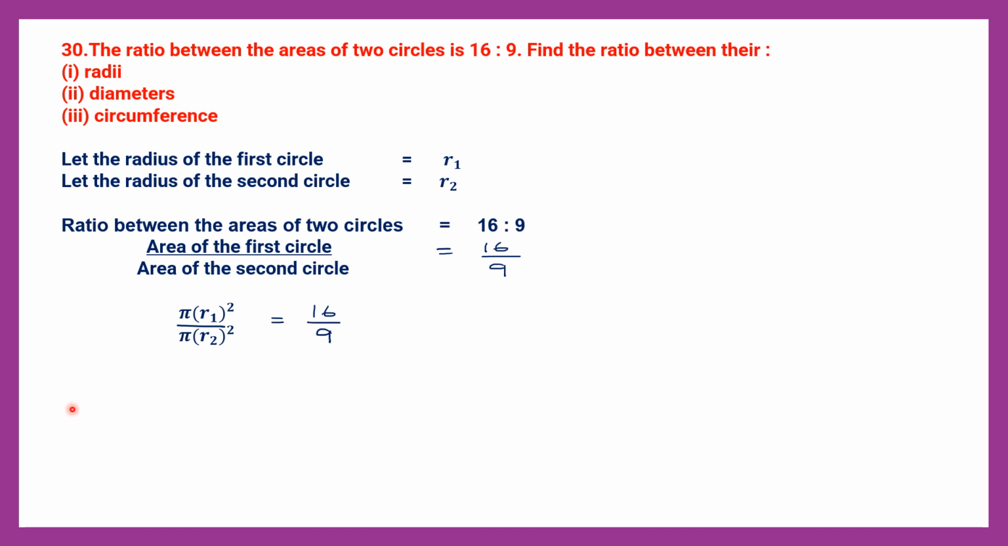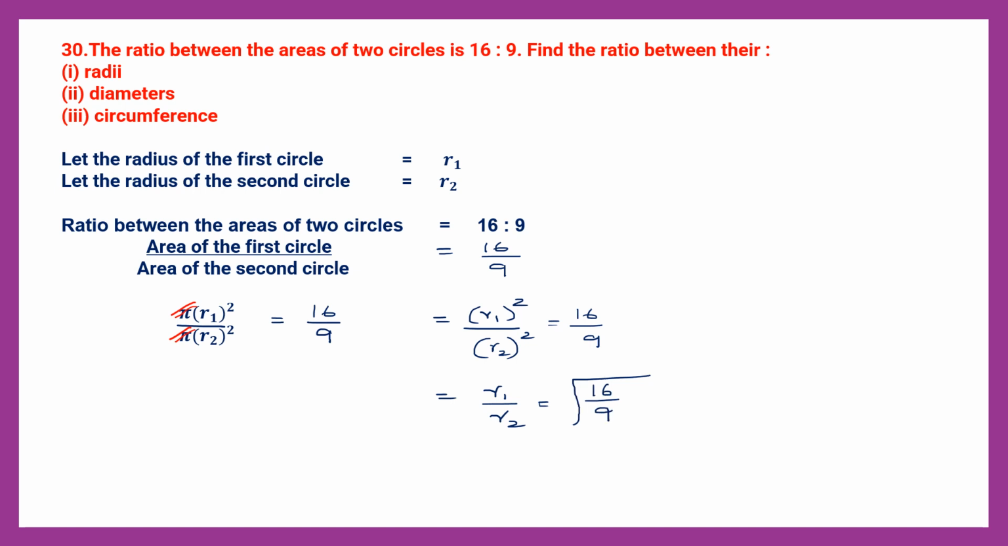So now let's see what we can cancel. I can cancel the pi on both sides. So the pi is cancelled on both sides, and what is left is simply r1 square by r2 square. So what is left here is r1 the whole square by r2 the whole square, and this is equal to 16 by 9. So to find r1 by r2, we have to find the square root of 16 by 9.